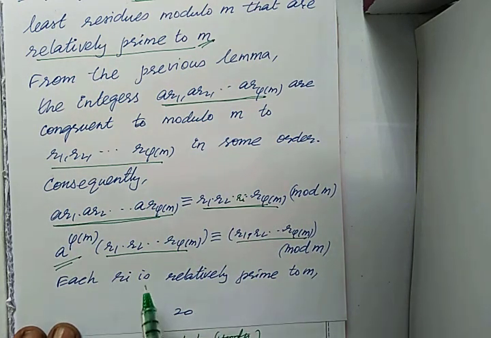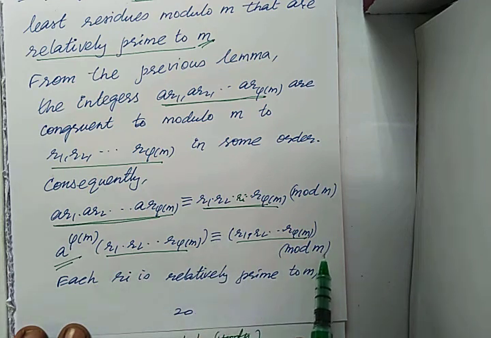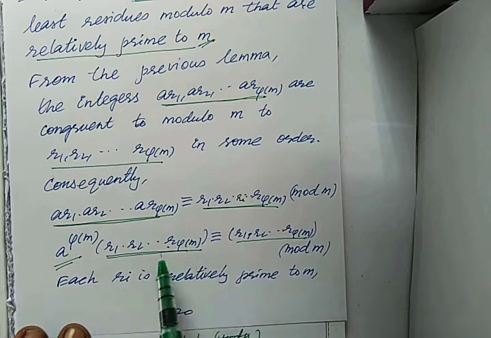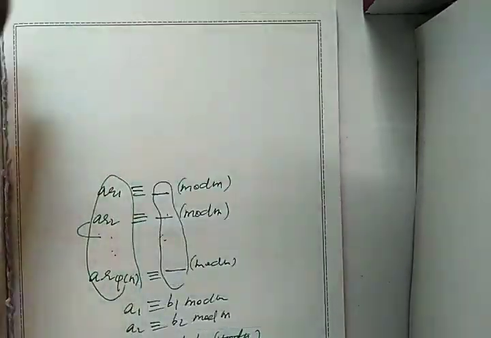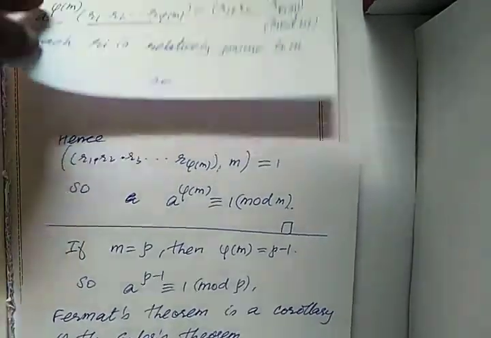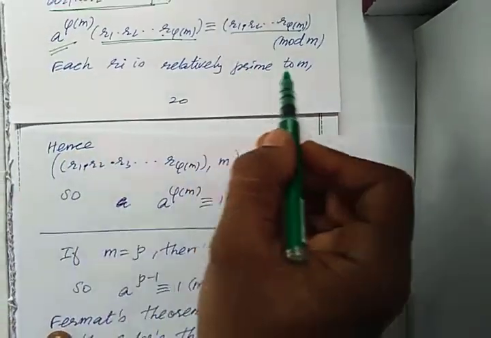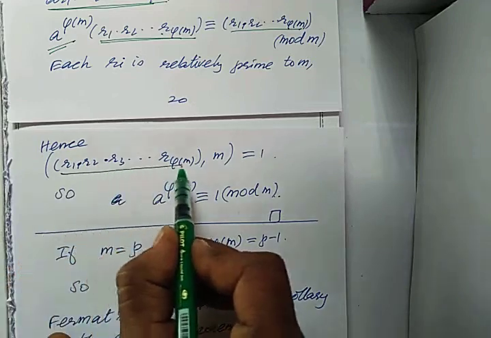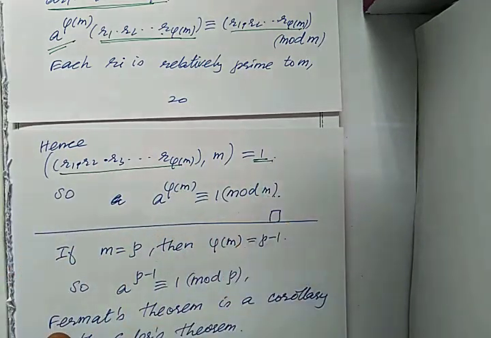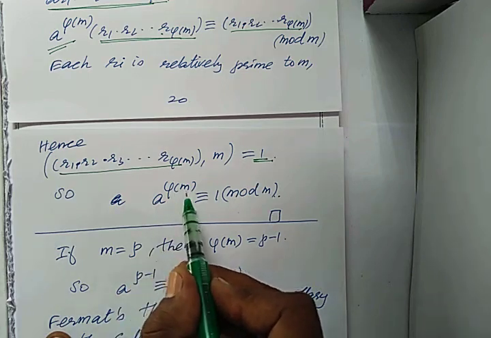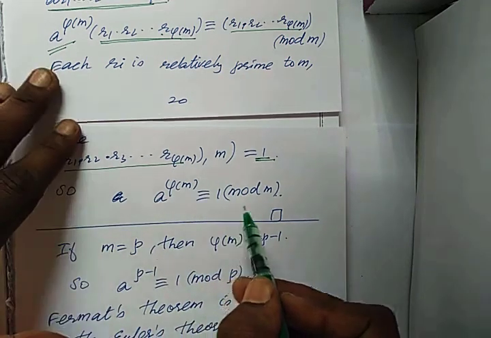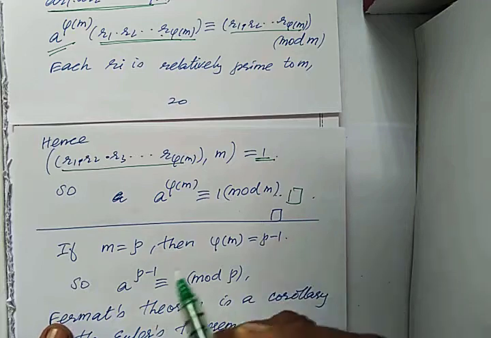mod m. But see here, each Ri is relatively prime to m. So this product is relatively prime to m. So we can cancel these two, and we get the theorem, Euler's theorem. Here each Ri is relatively prime to m, so this product is also relatively prime to m. The GCD is 1. So a to the power phi of m is congruent to 1 mod m. So that's all the Euler's theorem.